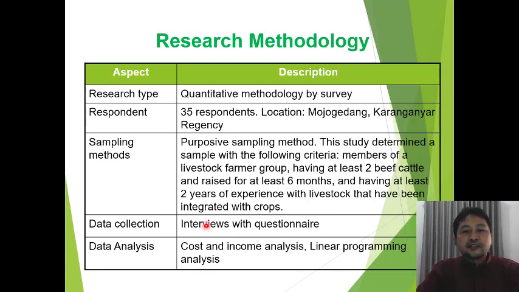We determine the sample with the following criteria. The respondent must be a member of a livestock farmer group, having at least 2 beef cattle and rice for at least 6 months, and having at least 2 years experience with livestock that have been integrated with crops. And we collected data with interviews by questionnaires, and then we analyze the data by cost and income analysis, and also linear programming analysis to get optimization of the integration between crop and livestock.